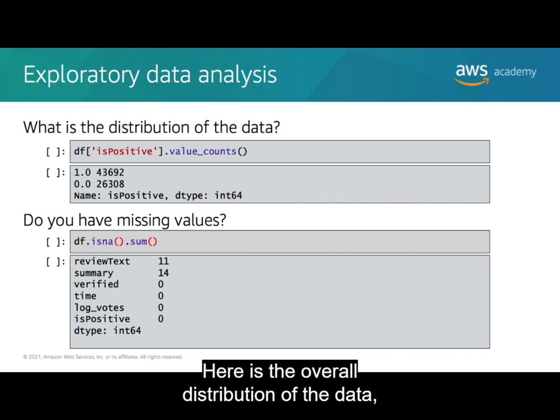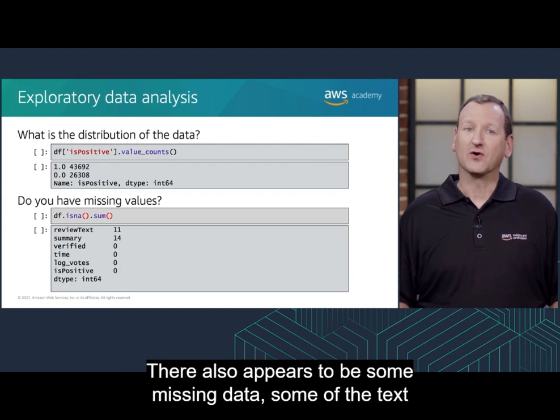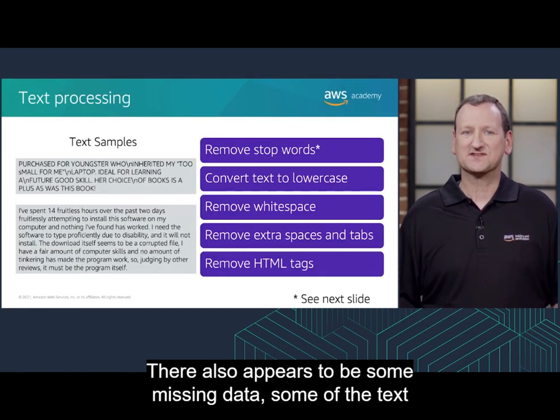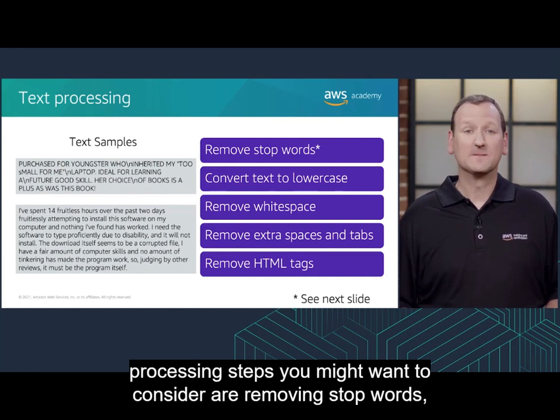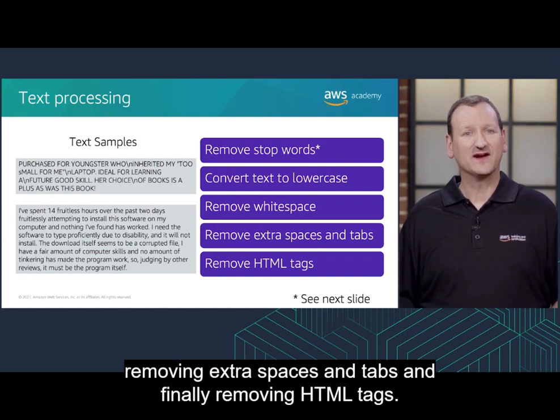Here's the overall distribution of the data. There are 43,692 positive reviews and 26,308 negative reviews. There also appears to be some missing data. Some of the text processing steps you might want to consider are removing stop words, converting text to lowercase, removing extra white space, removing extra spaces and tabs, and finally, removing HTML tags.